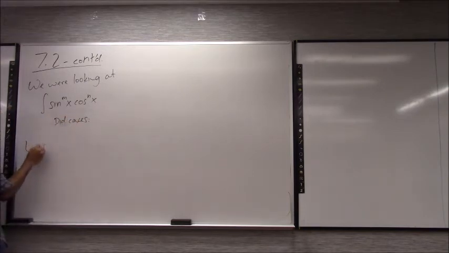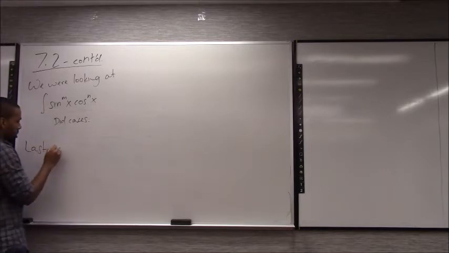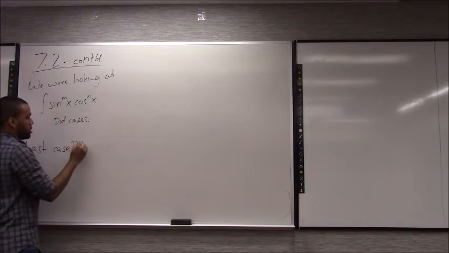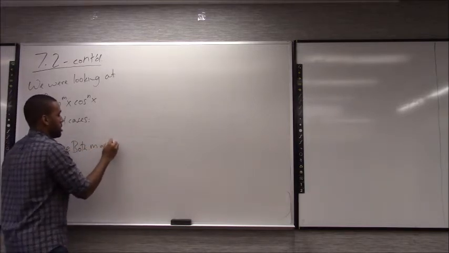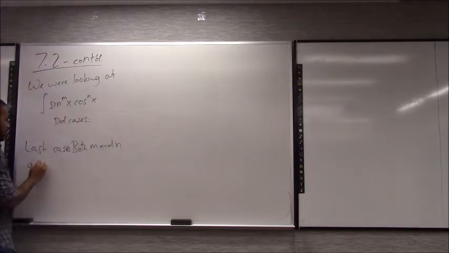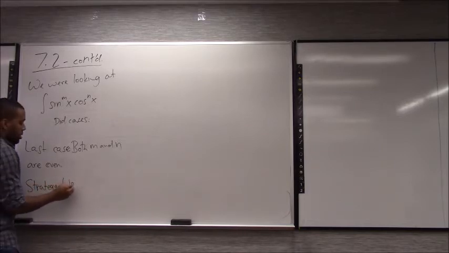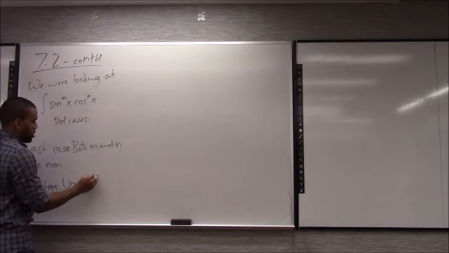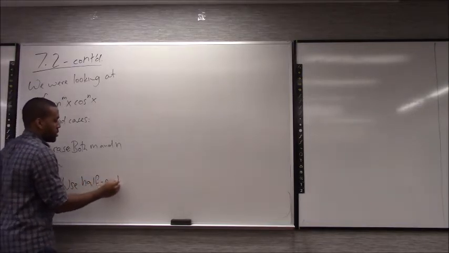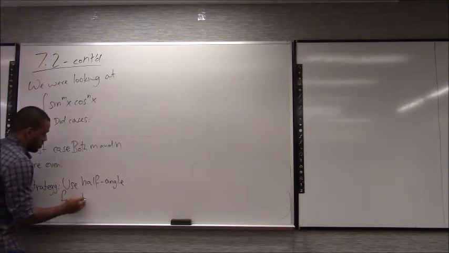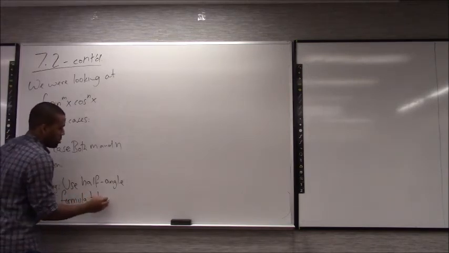The last case, I think I mentioned this, but I didn't actually deal with it, is if both m and n are even. And the strategy for this one is to use the half angle formula to break down the powers.